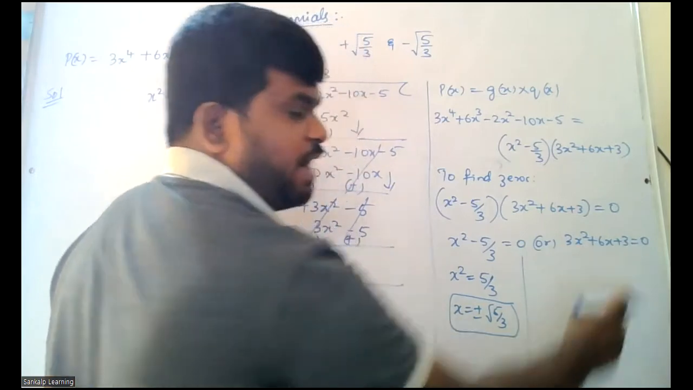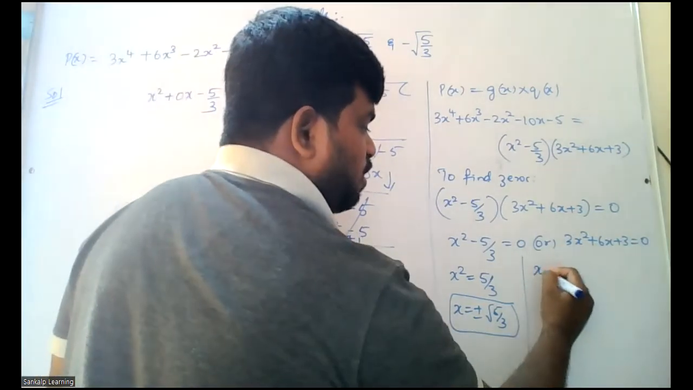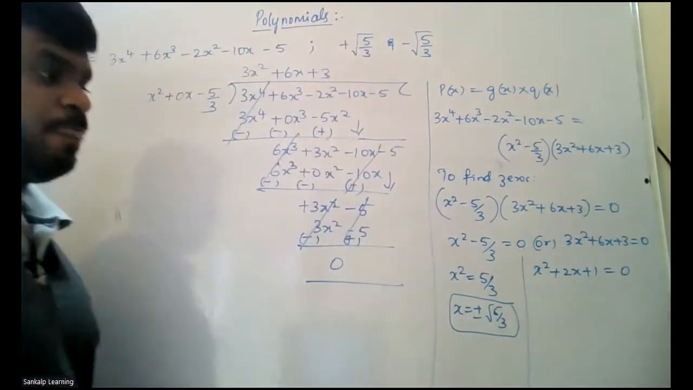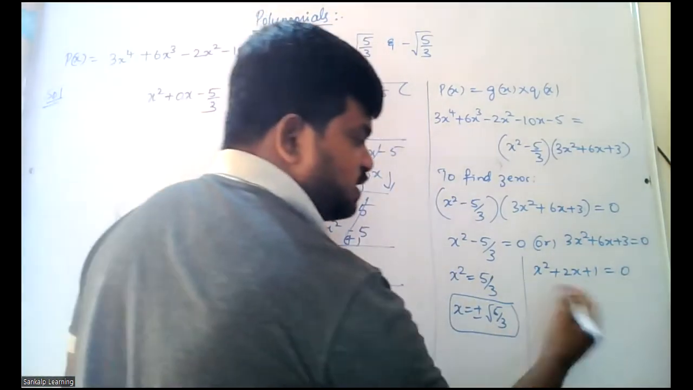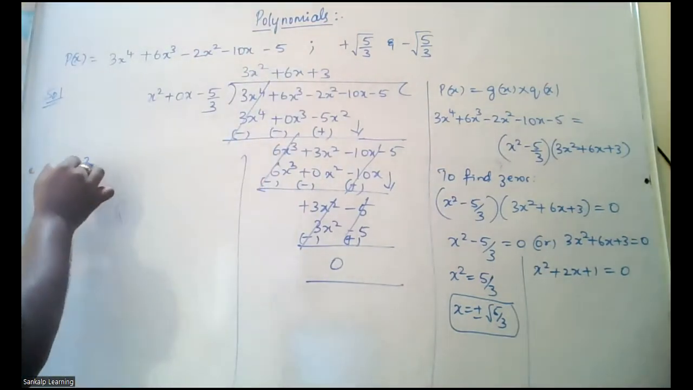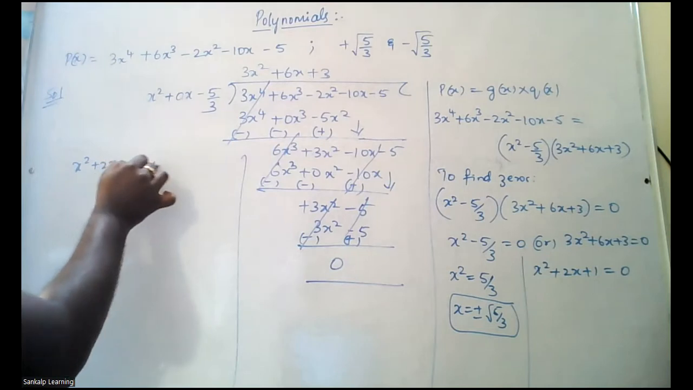If you observe, I can divide throughout by 3. Therefore, it will become x square plus 2x plus 1 equal to 0. Okay. So if you factorize this, let me factorize the other side. x square plus 2x plus 1 equal to 0.